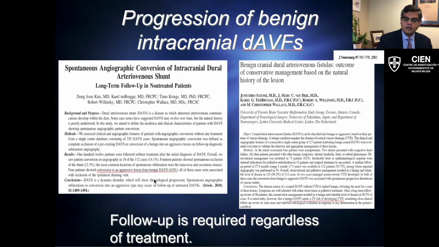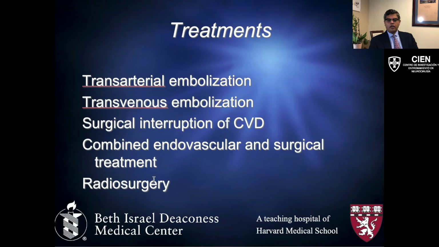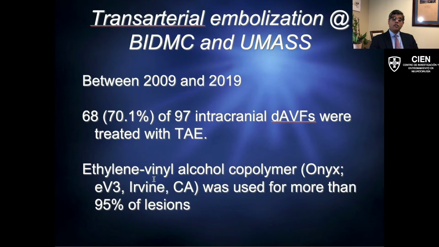When you talk about the treatments for dural AV fistulas, there is transarterial embolization, transvenous embolization, surgical interruption of the cortical venous drainage, combined endovascular and surgical treatment, and radiosurgery. Our experience has been primarily with transarterial and transvenous embolization and surgical methods. We have limited experience with radiosurgery with our group.